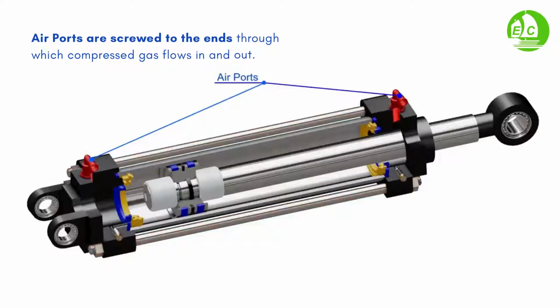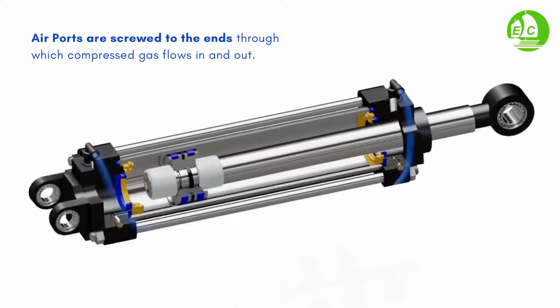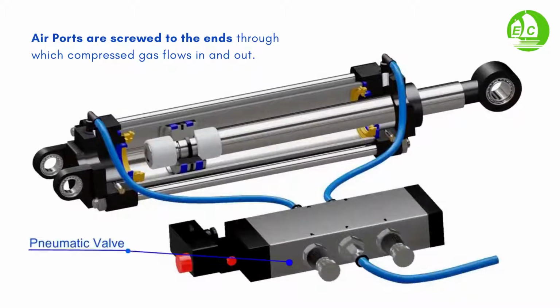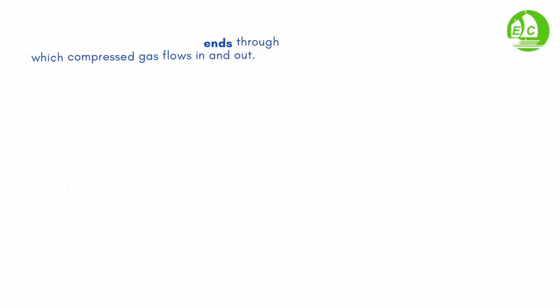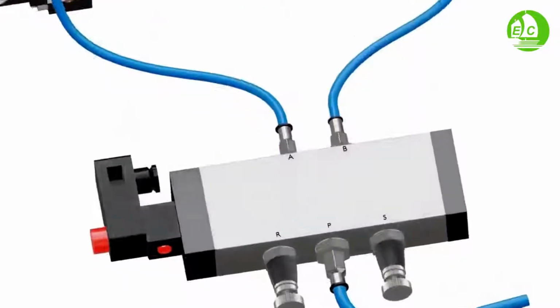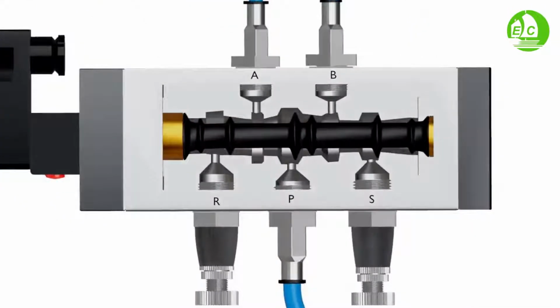Air ports are screwed to the ends through which compressed gas flows in and out. A pneumatic valve is connected to these air ports using pneumatic hoses. The valve shown here is a 5-port four-way valve.